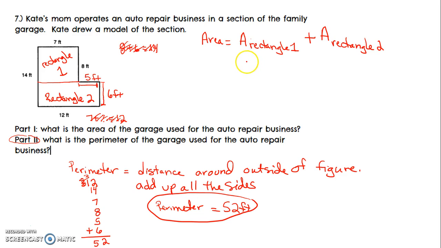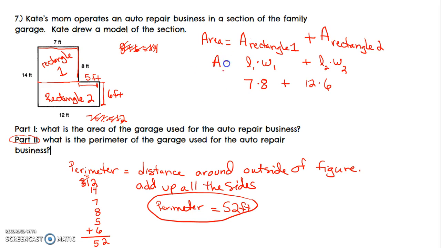Well, the formula for the area of a rectangle is length times width. So I'm just going to call this length 1 times width 1. Then I'll add on length 2 times width 2. Area is just length times width. So if we look at our rectangle 1, length is 7 and the width is 8. So that's going to be 7 times 8. Then we'll add on. Let's look at rectangle 2. If we look at the length of rectangle 2, it's 12 times the width of rectangle 2 would be 6.